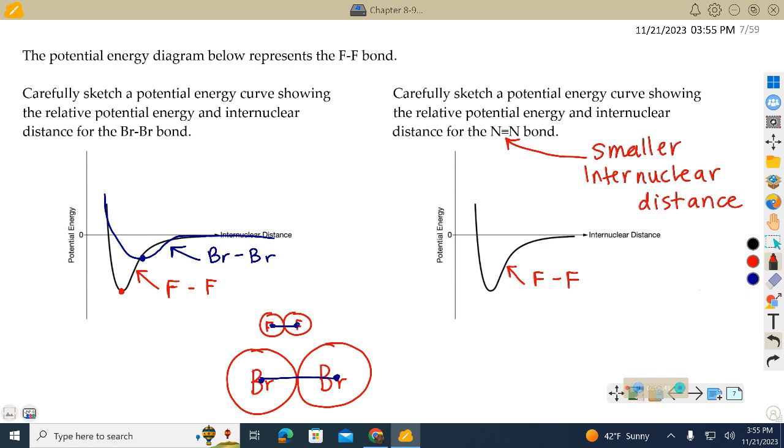So I want a smaller internuclear distance, and I want a larger potential energy. So maybe something that looks kind of like this, where maybe down here, this is my nitrogen triple. More energy released when the bond forms, meaning more energy needed to break the triple bond. And it should be at a little shorter internuclear distance, which would mean closer to the left, I would find that lowest point. A triple bond is a shorter, stronger bond.